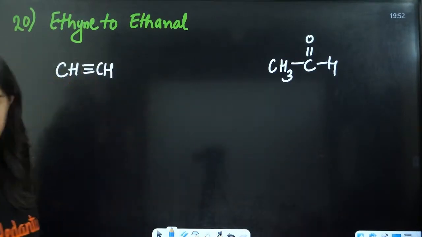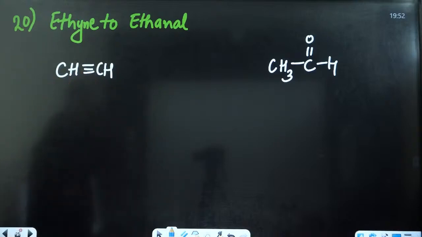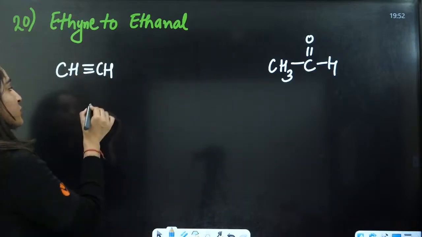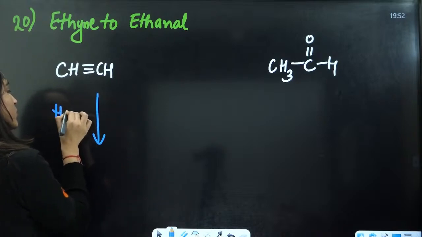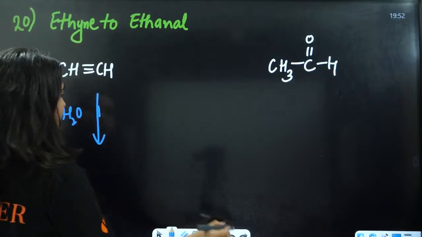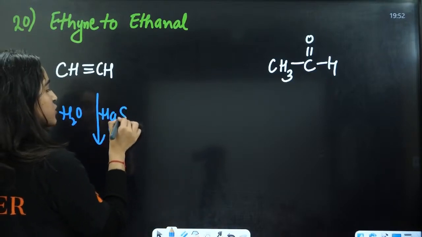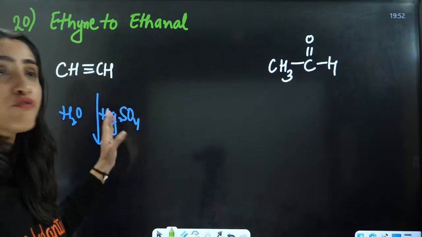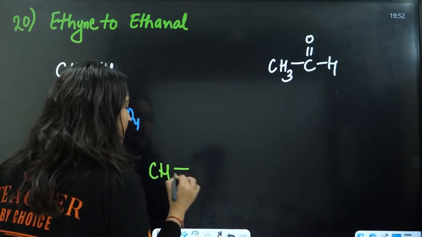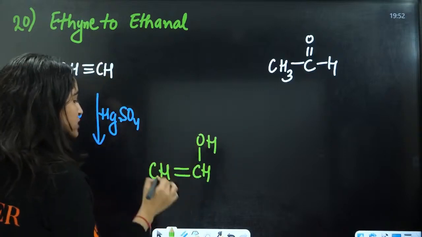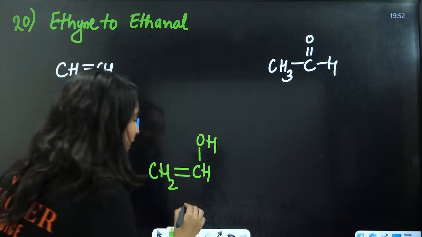This is also not a one step reaction, okay? Everyone, you have ethyne to ethanal. What we are going to do here? We are going to add H2O, H2SO4, HgSO4. You will also need HgSO4, that is mercuric ions here, for hydration of alkynes. Break one pi bond here, add OH on one carbon and H on the second carbon, and you have your enol here.